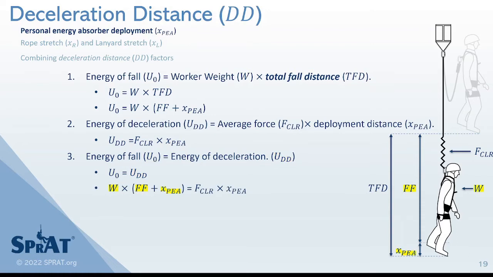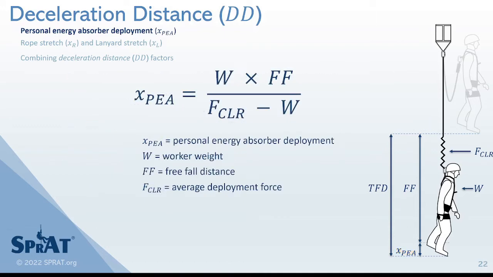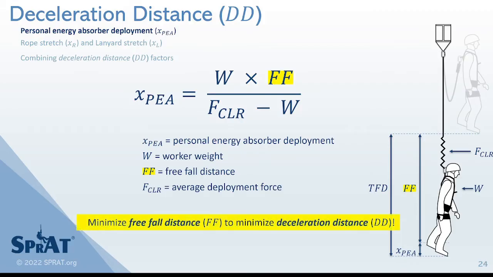Substituting in the variables for the energy of the fall, the energy of deceleration, and then solving for the deployment distance of the personal energy absorber, yields the following equation. Once a fall protection system is selected, the only factor that an individual can control is their free fall distance. Unsurprisingly, minimizing free fall distance will minimize deceleration distance.